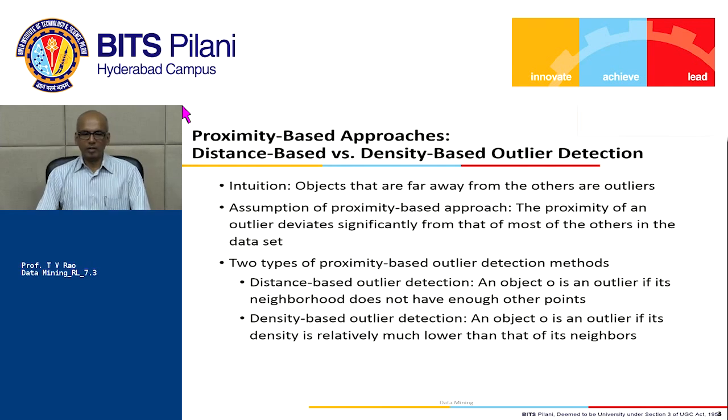So here again the logic is pretty much the same. Here we are looking at a significant deviation, either with respect to distance or density, before declaring that a data object is an outlier.